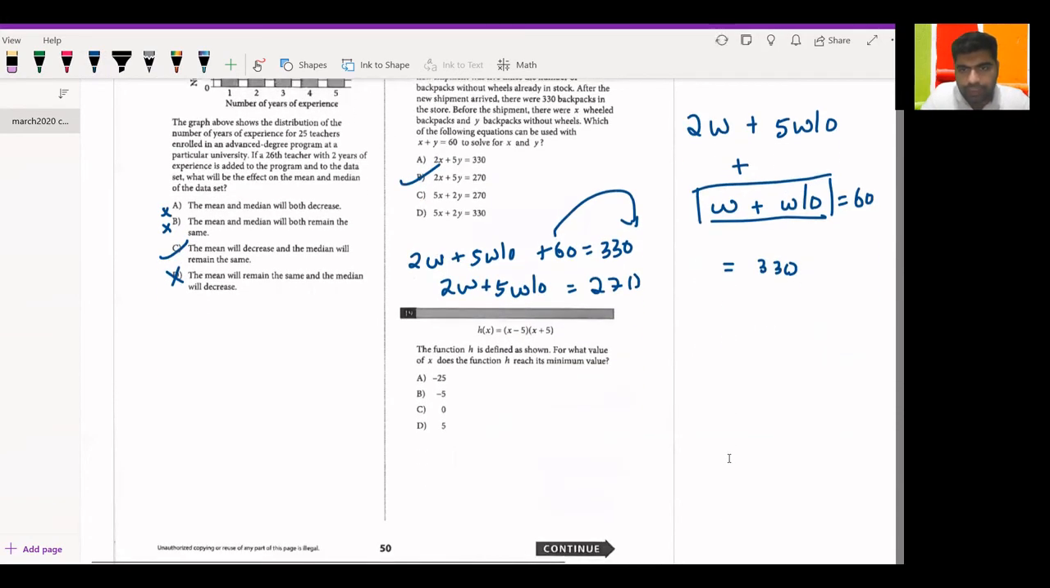19, the function h has its minimum value. So for minimum value, we need to find its vertex. And we want to find the x coordinate of the vertex. X coordinate of vertex is negative b over 2a. This particular expression, when you expand it, is y equals x squared minus 25. So b here is 0 because you compare it with ax squared plus bx plus c. So your answer is 0.